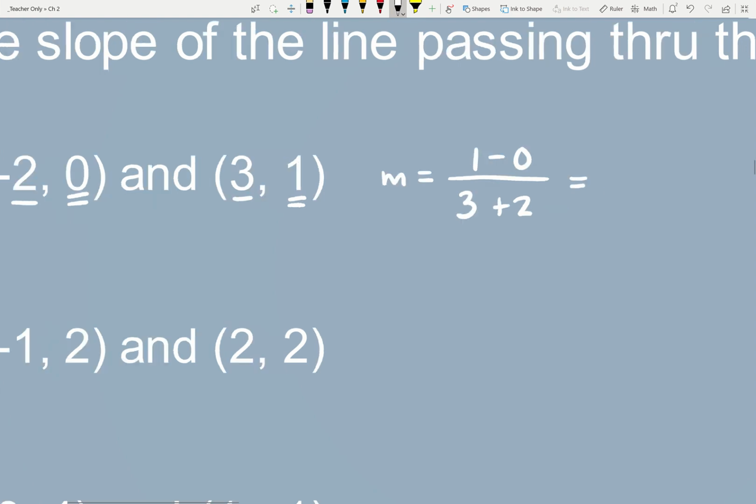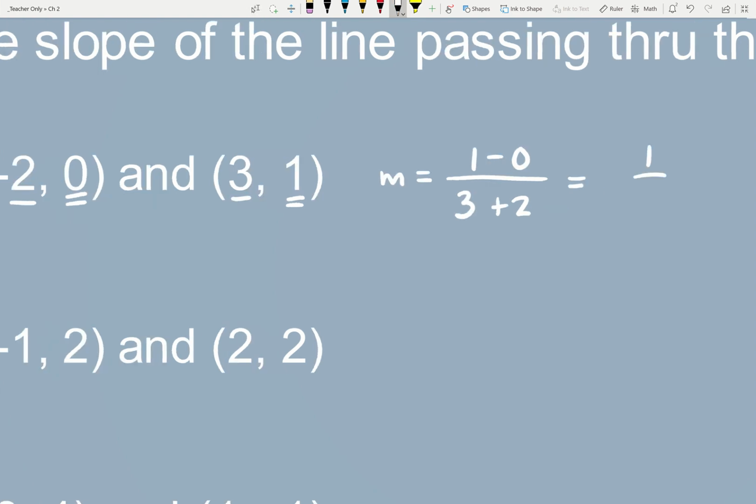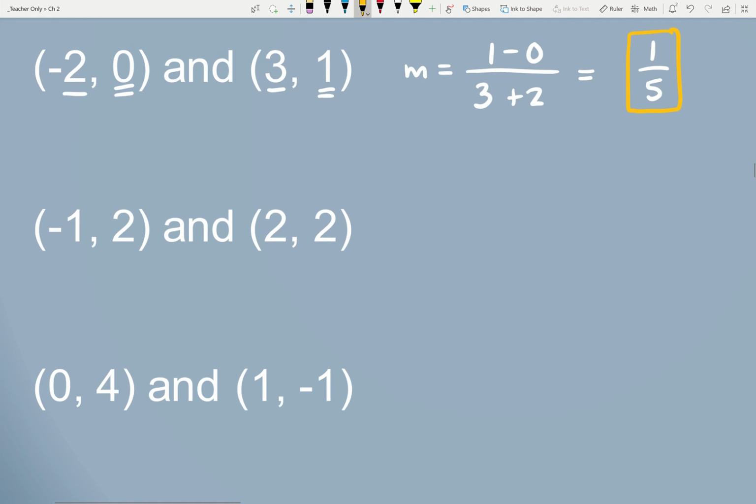And so this can be really easily done mentally. 1 minus 0 on the top is 1, 3 plus 2 on the bottom is 5, and so our slope for the line passing through these 2 points is simply going to be a positive 1/5. Okay, taking a look at some other examples here.